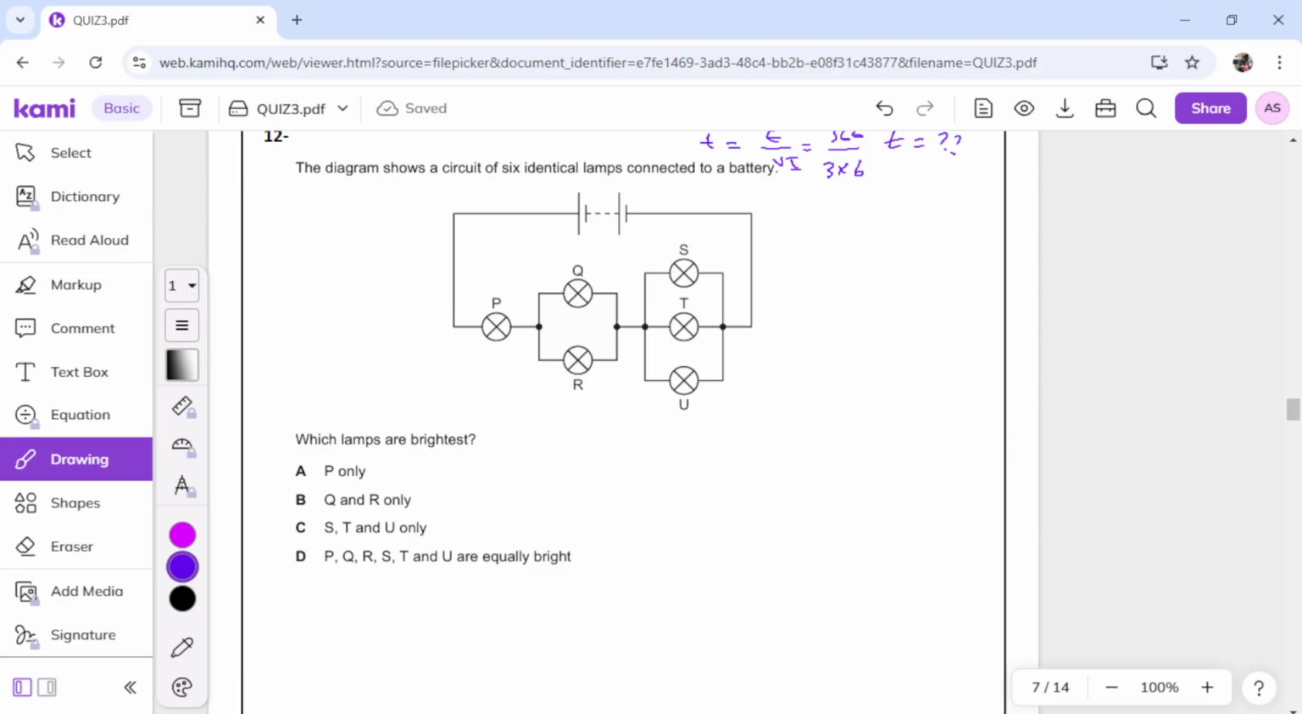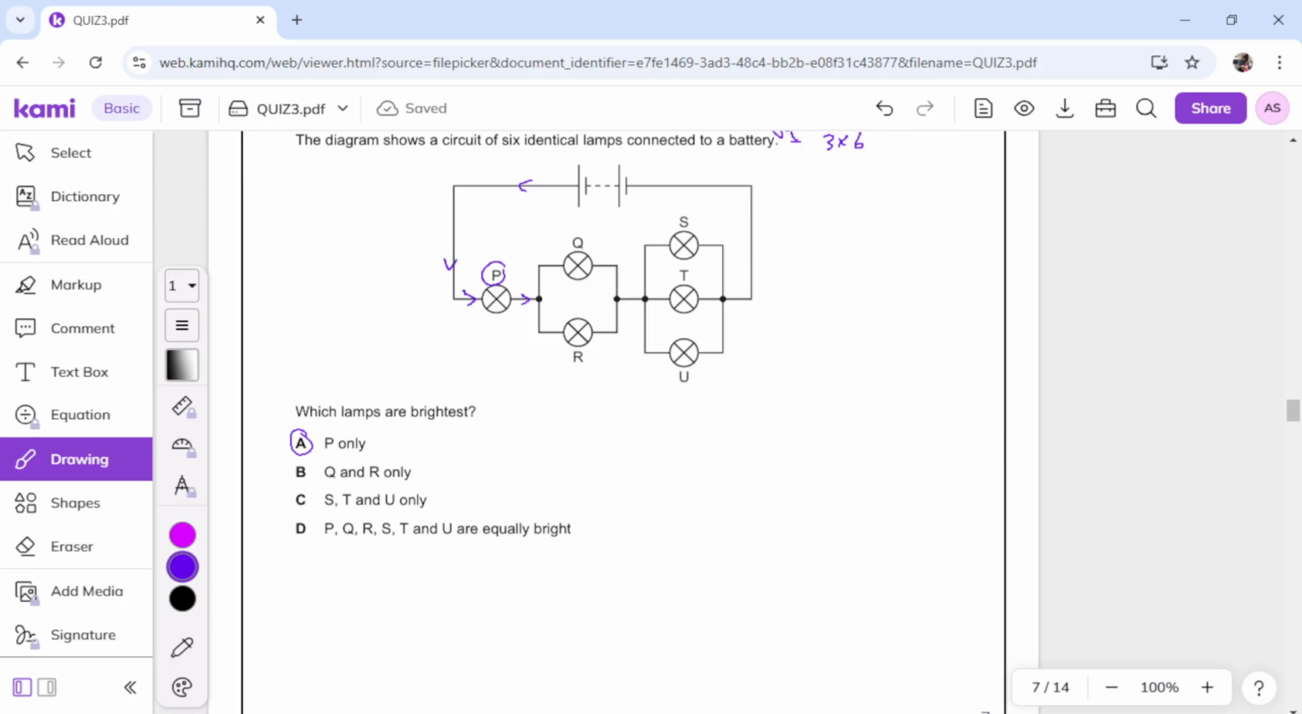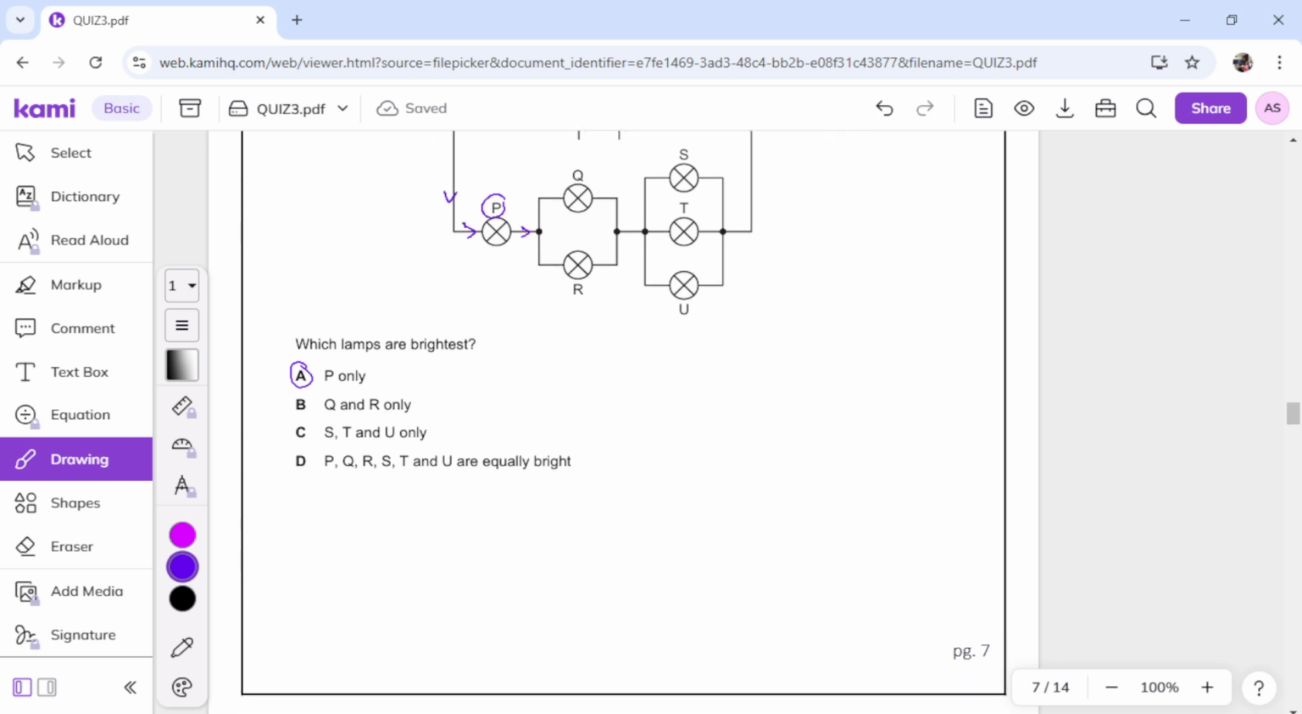A diagram shows a circuit of 6 identical lamps connected to a battery. Which lamp is brightest? It will be B because it has the highest current. So B only will be the brightest. But in Q and R and S, T, U, the current will be split. So R and Q have a lower current, also S, T, U. So the brightest is B.